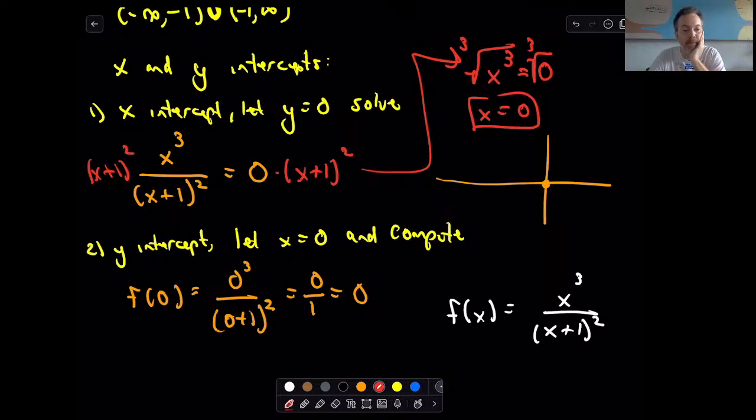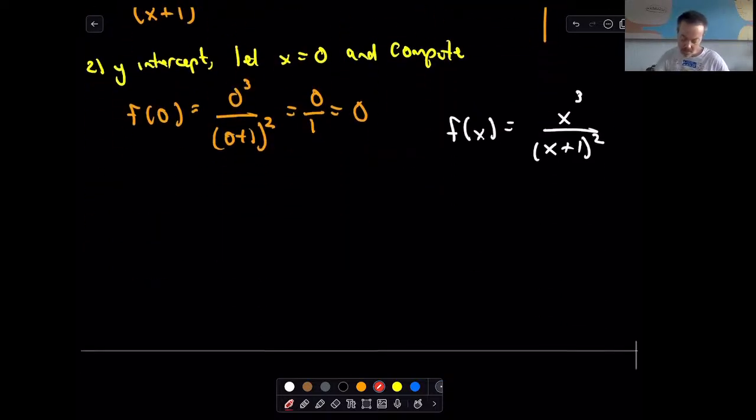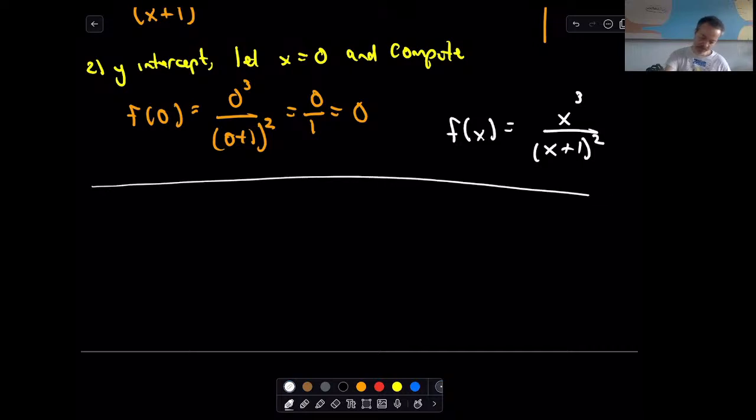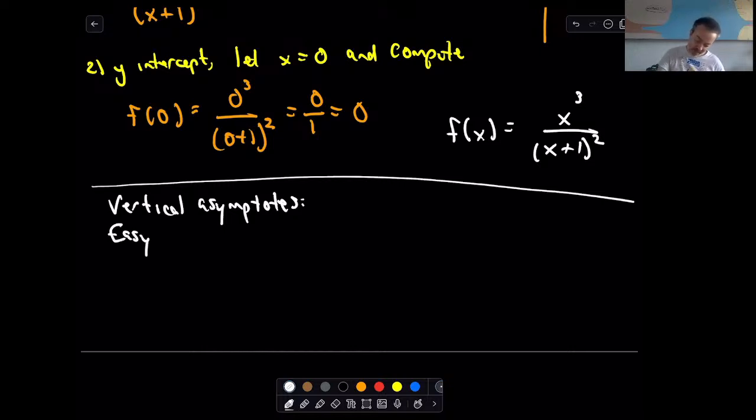Okay. So that is x and y intercepts, and then let's talk about asymptotes too. Oh my gosh, this is such a long problem. So let's see, vertical asymptotes. To find vertical asymptotes is relatively easy. This is easy if you have a rational function.